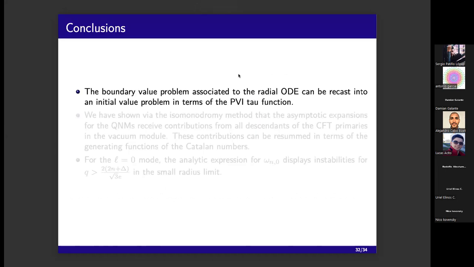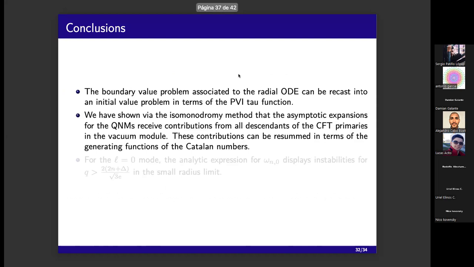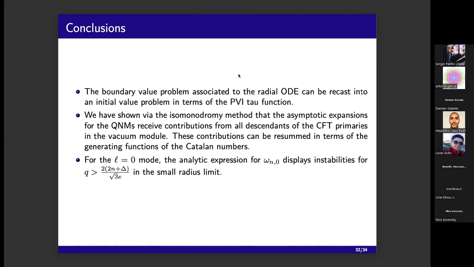We essentially have seen that the boundary value problem associated to the radial ODE can be recast in terms of an initial value problem for an isomonodromic tau function, namely the Painlevé VI tau function. We have shown that the computation of the asymptotic expansion gets contributions from all the descendants of the CFT primaries, because sigma has the interpretation of being the intermediate channel, and you can resum all these contributions in terms of the generating function of the Catalan numbers. For the L0 mode, we have these instabilities when you have a large Q, at least in the small radius limit.